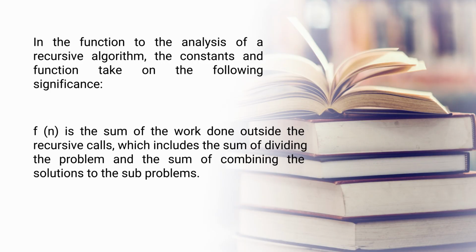In the earlier example also, when we produce T n equal to T n by 2 plus C, that means after the recursive call T n by 2, the cost associated is C. So, F n is the sum of the work done outside the recursive call, which includes dividing the problem or combining the solutions to the sub problems, like in the divide and conquer approach. So, F n is simply the work done.